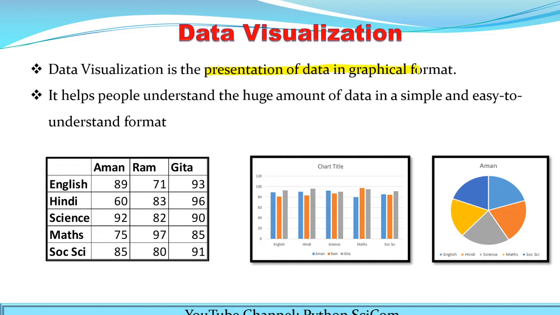As you can see in this figure, this data is represented in a tabular format, maybe in Excel or maybe in Word format. So this three students' data is reflected in this tabular format. Now the same data can be represented by using this bar chart or by using this pie chart. Representation of visual data helps people to understand a huge amount of data in a simple and easily understandable format.